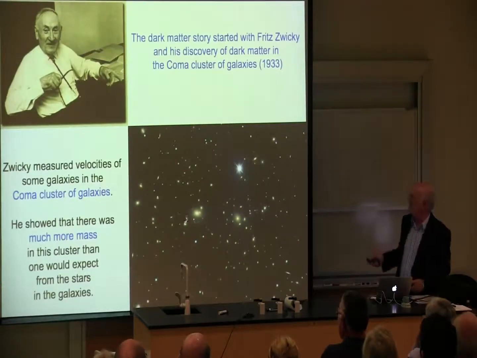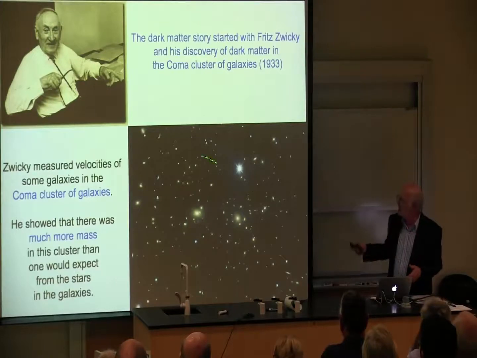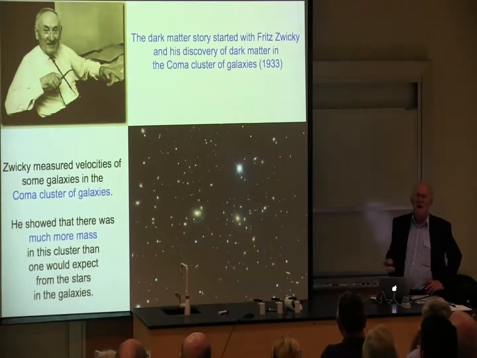So what Zwicky realized is, if he could measure how fast even a few of these galaxies were moving relative to each other, you could see how big this thing was, and then you've got all the information you need to measure how much mass there is in this cluster. So that's what Zwicky did.